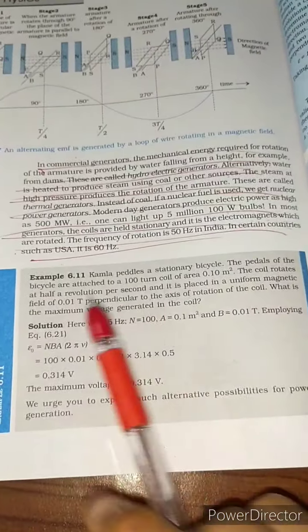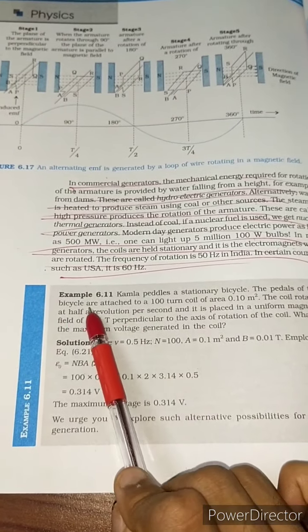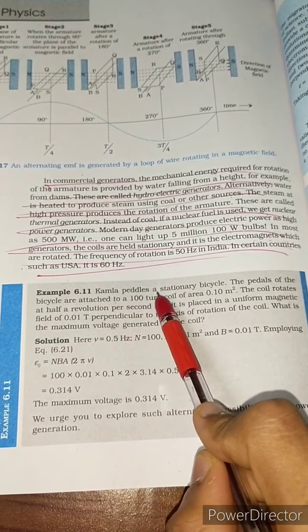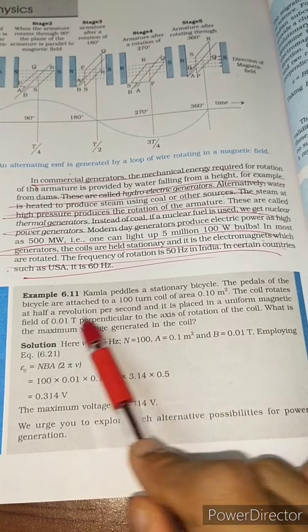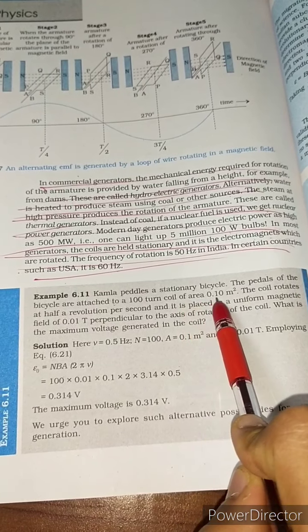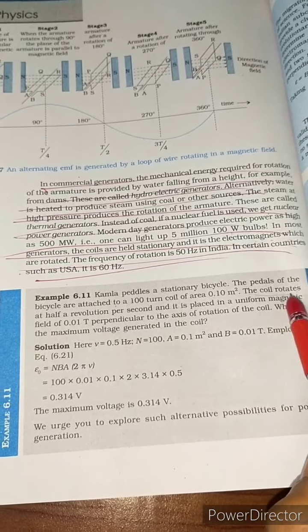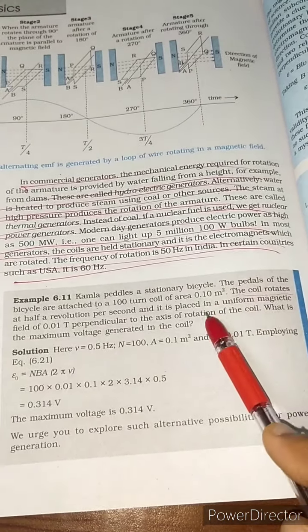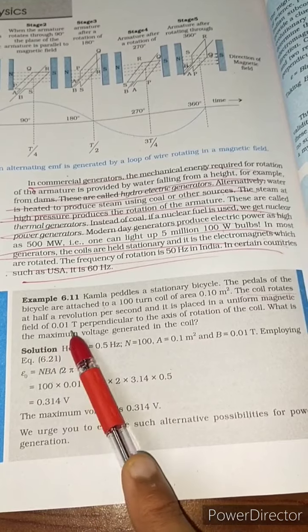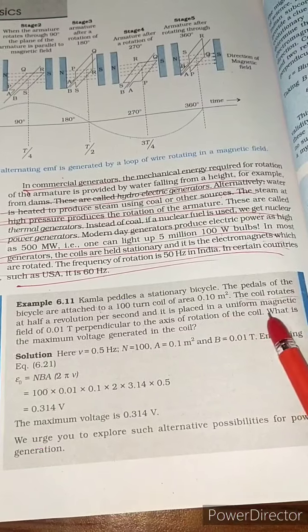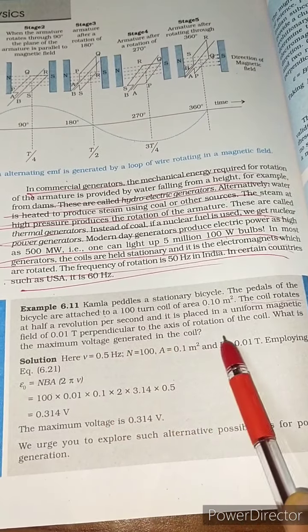Now let us solve the last question of the chapter, and that is Kamla paddling. Consider Kamla paddling a stationary bicycle. The pedals of the bicycle are attached to a 100 turn coil of area 0.10 meter square. The coil rotates at half a revolution per second and it is placed in a uniform magnetic field of 0.01 Tesla perpendicular to the axis of rotation of the coil. What is the maximum voltage generated in the coil?